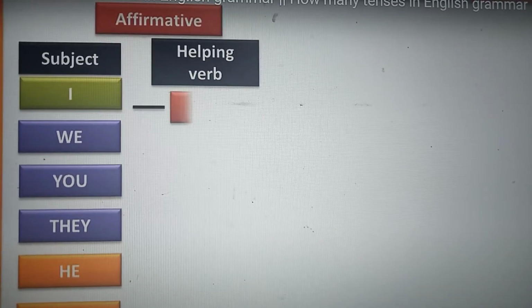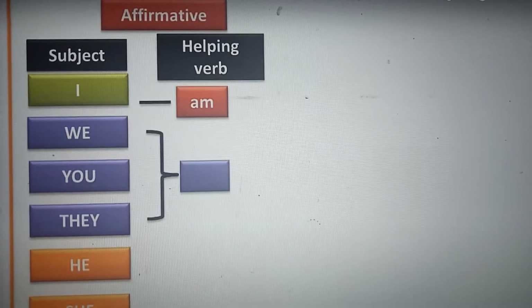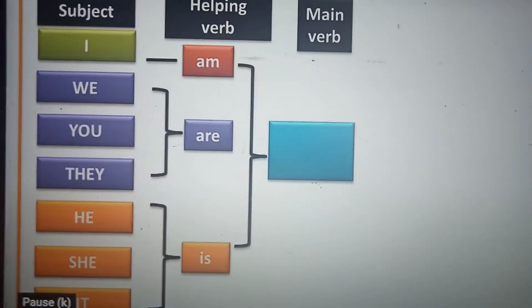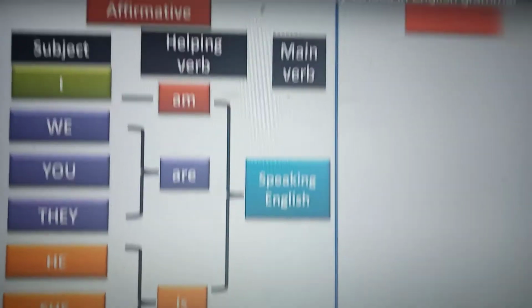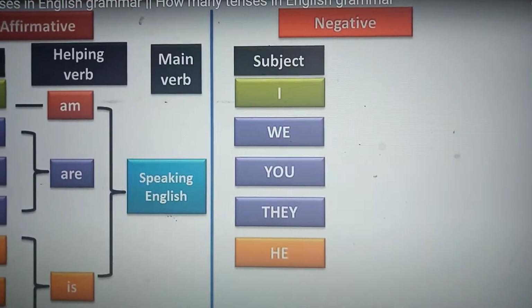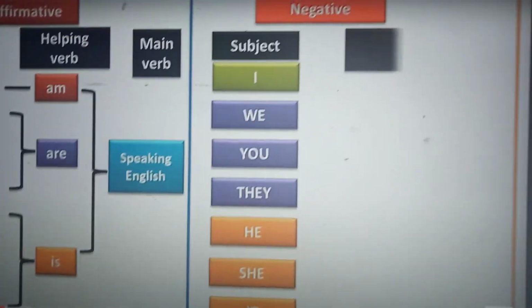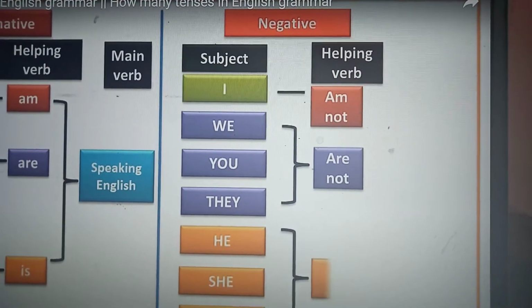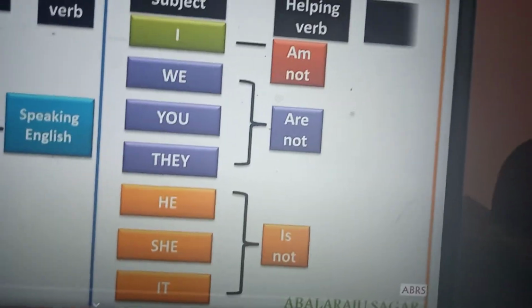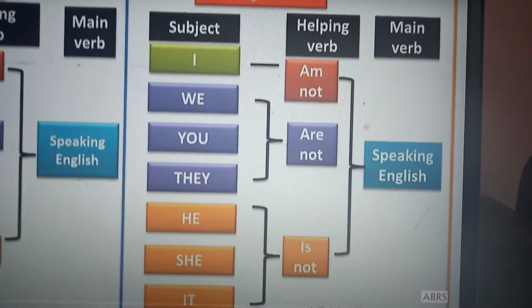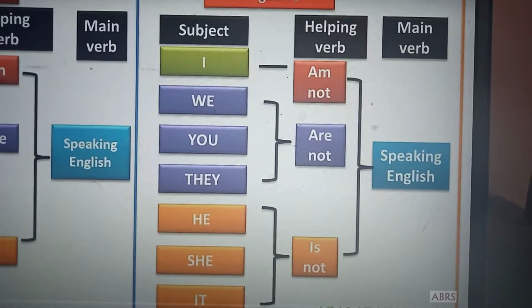Affirmative is positive sentence. I am, we are, you are, they are, he, she, it is. You are speaking English. They are speaking English. So in negative form, how will it come? I, we, you, they, what will come with that? I am not. We are not. He is not. That is the negative form of present continuous.